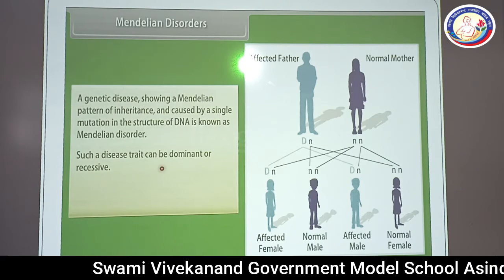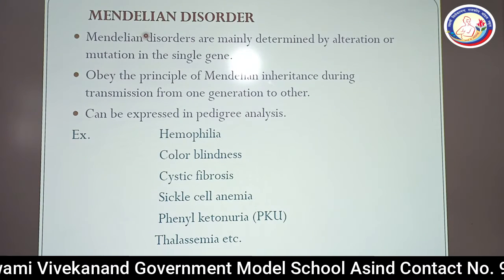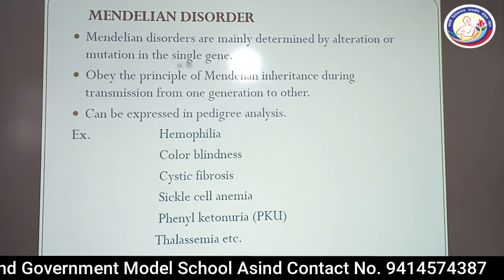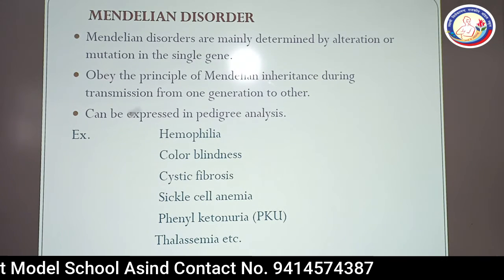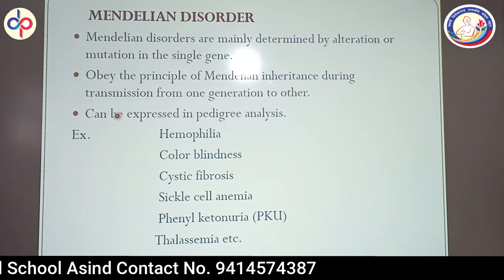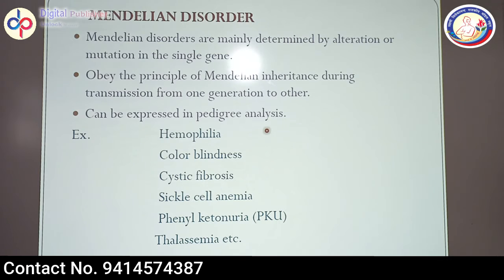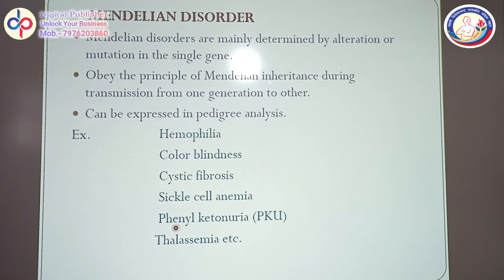Such a disease trait can be dominant or recessive. What do we mean by Mendelian disorder? Mendelian disorders are mainly determined by alteration or mutation in a single gene. It obeys the principle of Mendelian inheritance during transmission from one generation to another, and it can be expressed in pedigree analysis. So Mendelian disorders can be drawn in a pedigree analysis or family tree. For example, hemophilia, color blindness, cystic fibrosis, sickle cell anemia, phenylketonuria (PKU), and thalassemia.